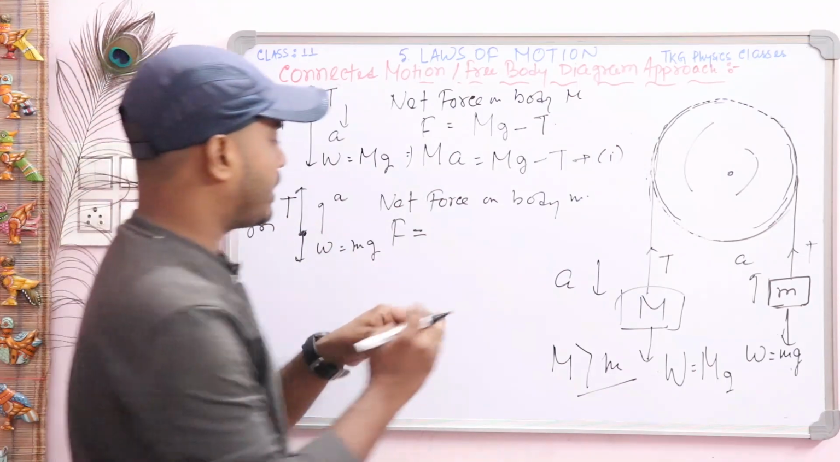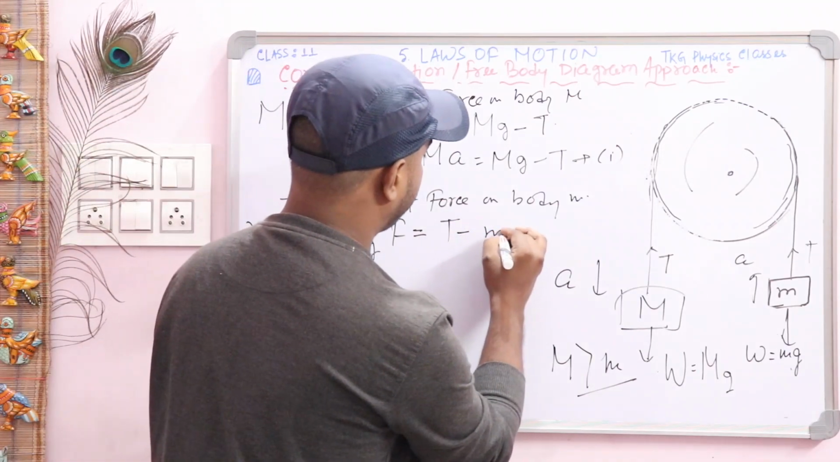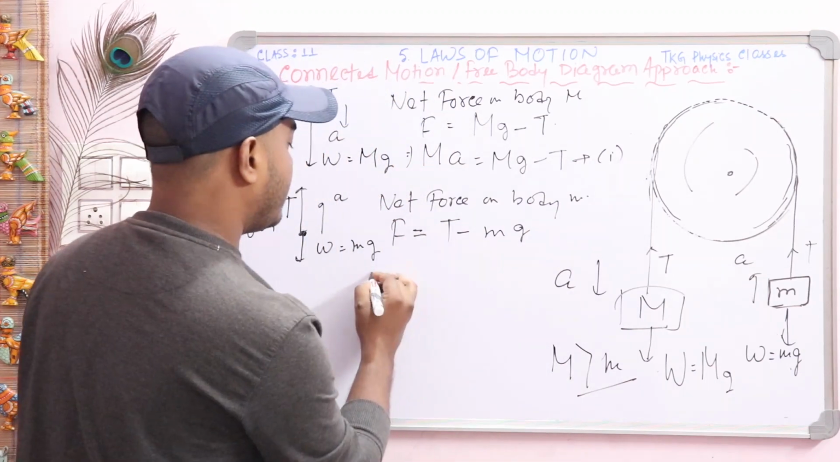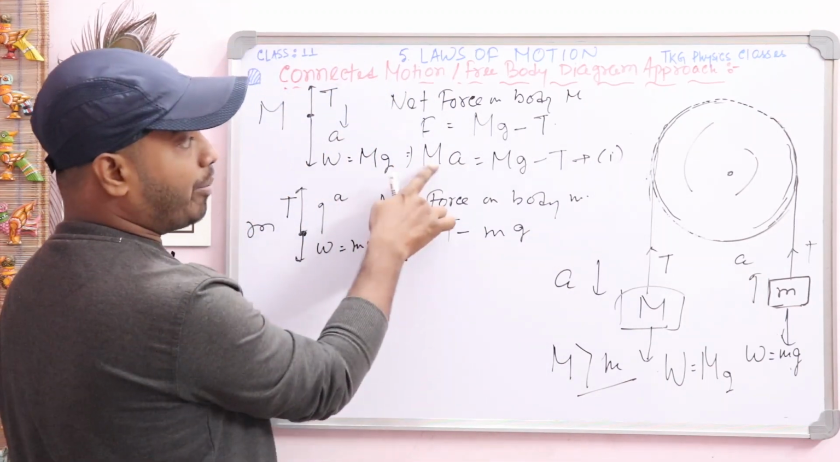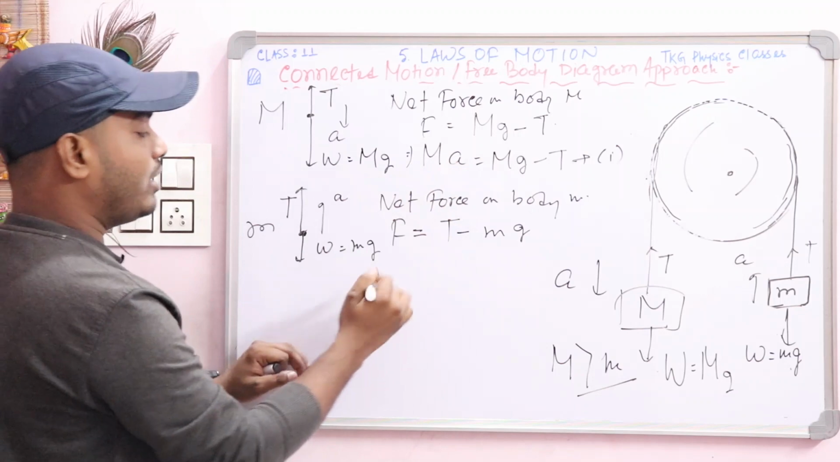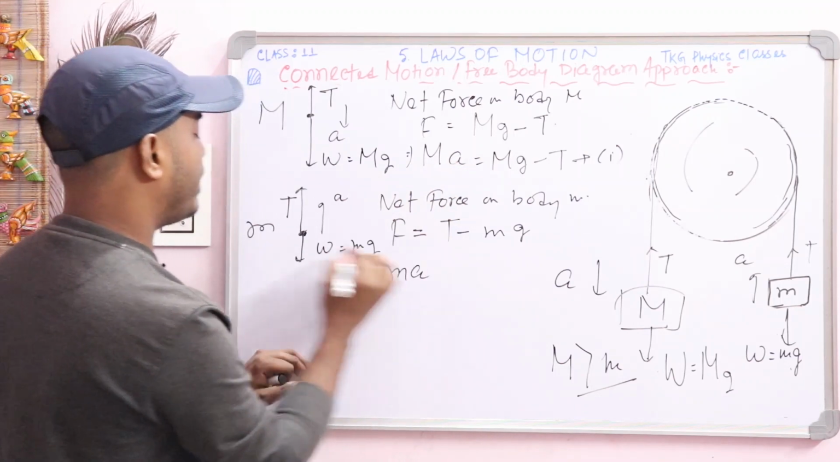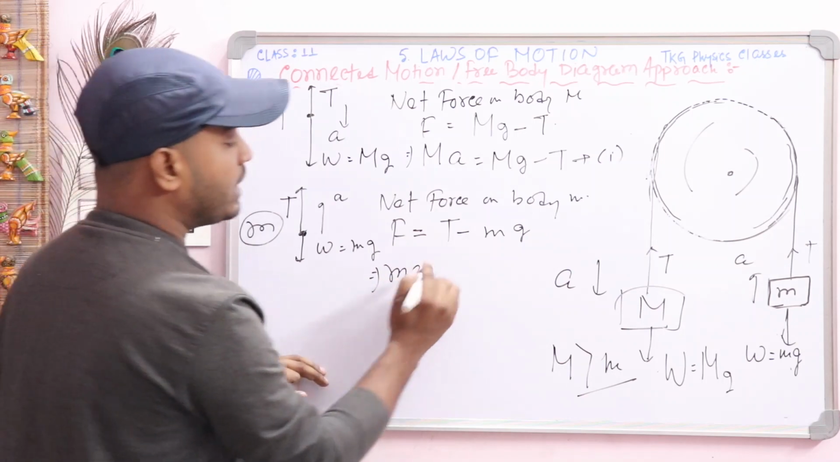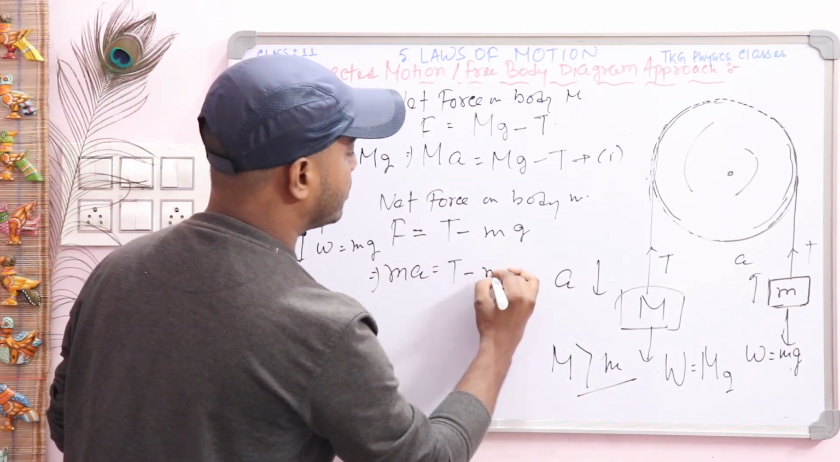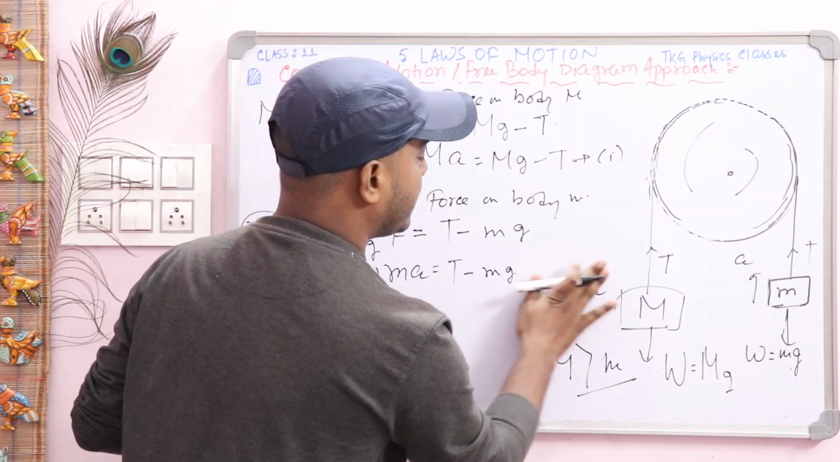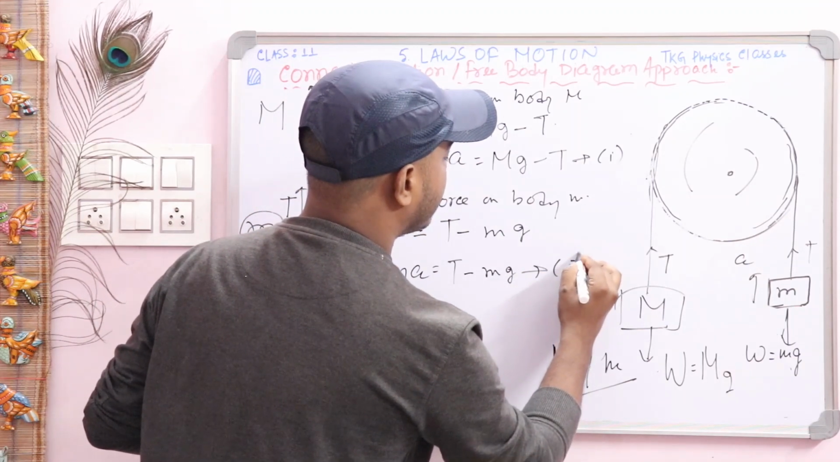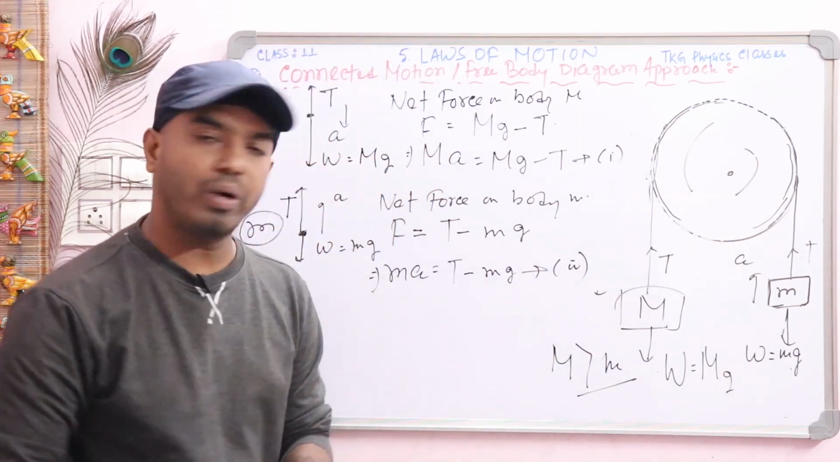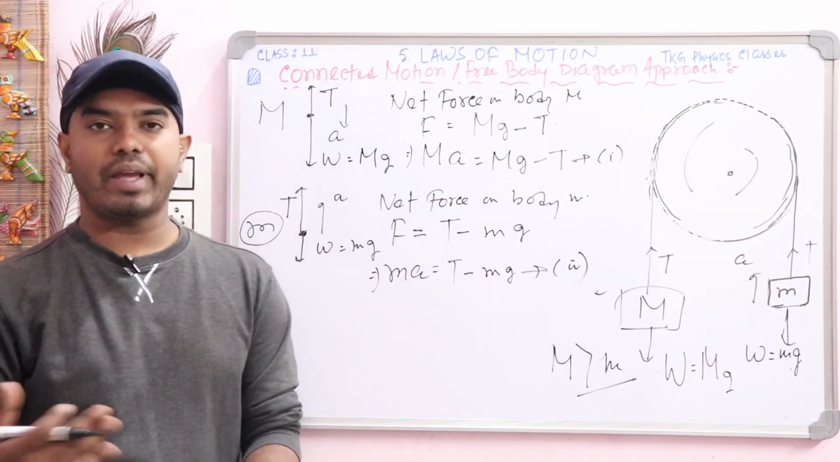Okay, so write it, T minus m into g, and here what is the value of F? Not capital M into A. This is the value of F for our body, which has mass small m. So F equal to small m into A, that is equal to T minus mg. Suppose this is equation number 2. Now solve equations number 1 and 2 and find the expressions of A and T.